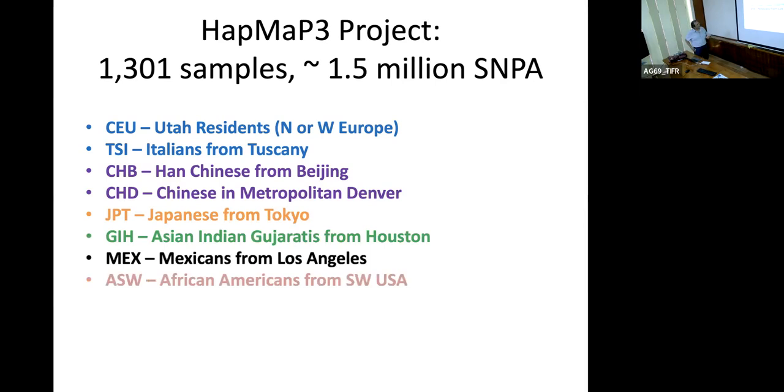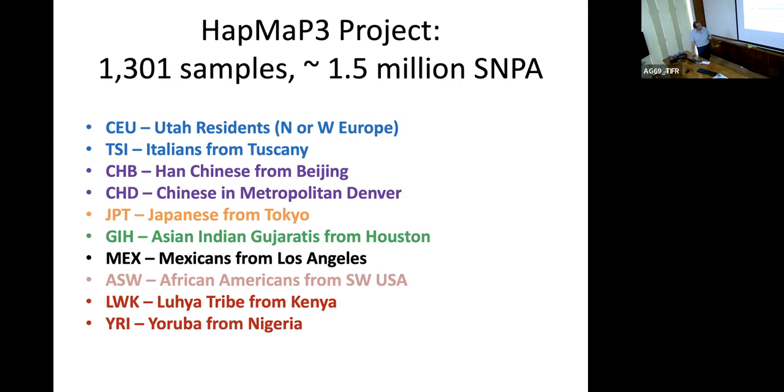And then Mexicans from Los Angeles, African Americans from Southwest USA. And three tribes: the Luhya from Kenya, the Yoruba from Nigeria, and the Maasai from Kenya. The Yoruba, by the way, live on the other side. Maasai live in East Africa, and Yoruba live in West Africa. They're separated by the whole continent.